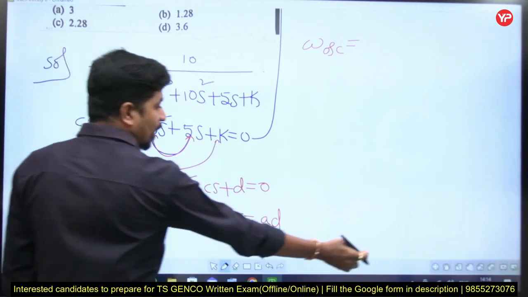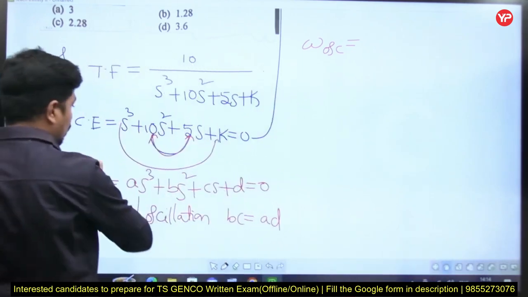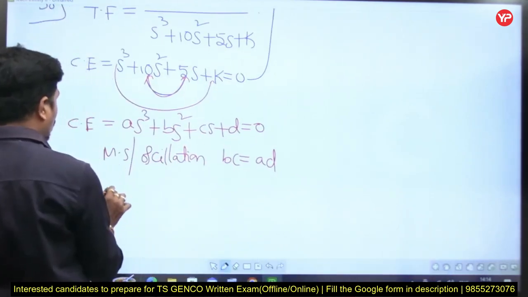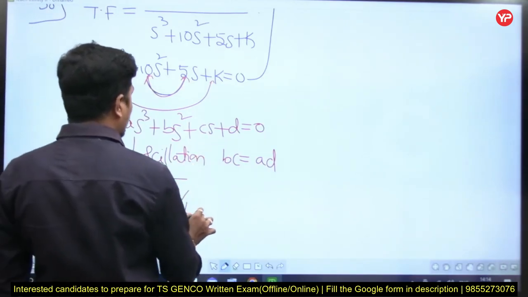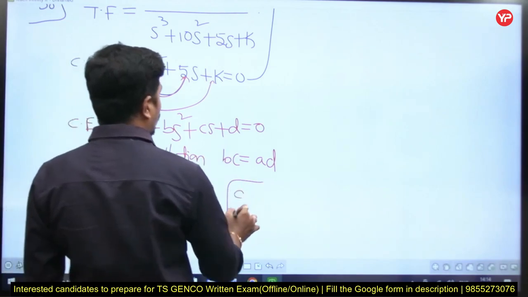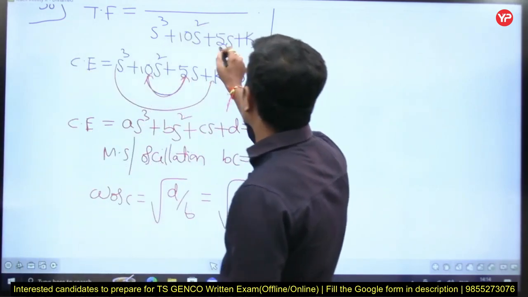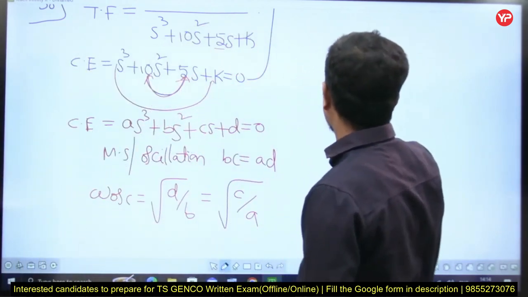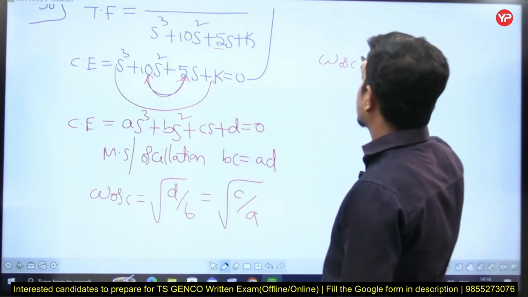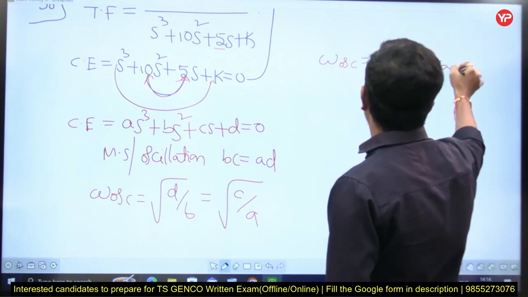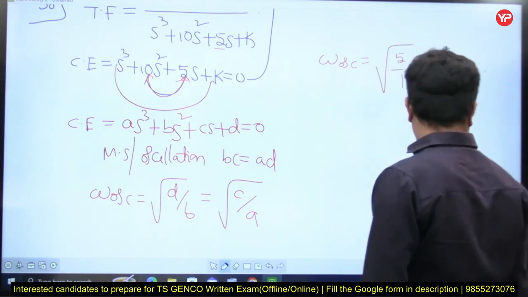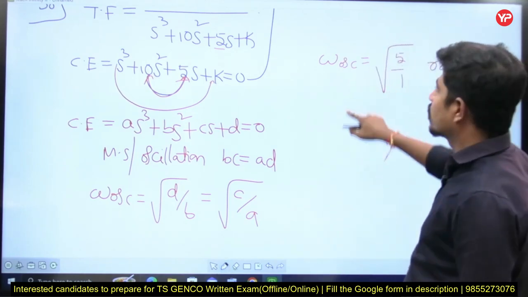That is the condition, and the oscillation frequency omega oscillations is equal to root D by B, or that is equal to root C by A. In place of C, I have 5. So omega oscillations is equal to root of 5 by 1 radians per second.